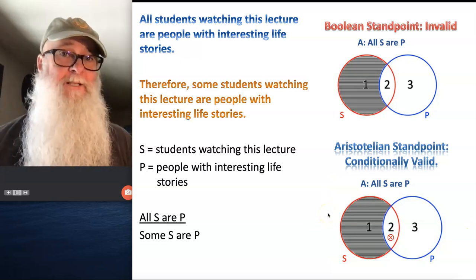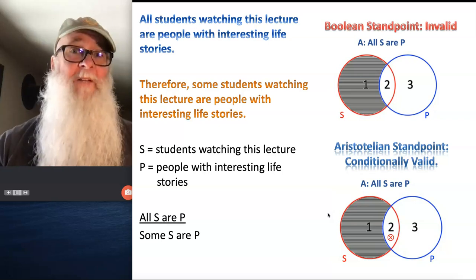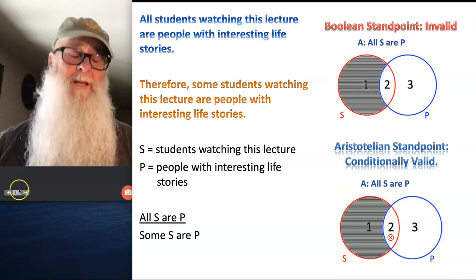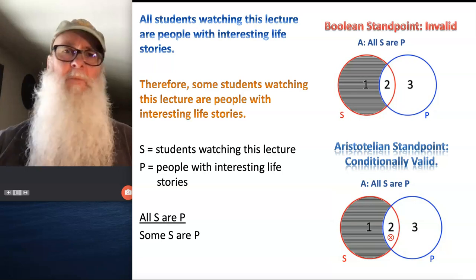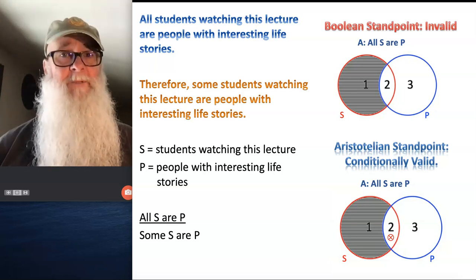Now, a very similar, really the identical principle is going to apply to our Venn diagrams that we create to represent categorical syllogisms and test them for validity. And what we're going to talk about in the next lecture is what the strategy is for marking those Venn diagrams when we're working from the Aristotelian standpoint.